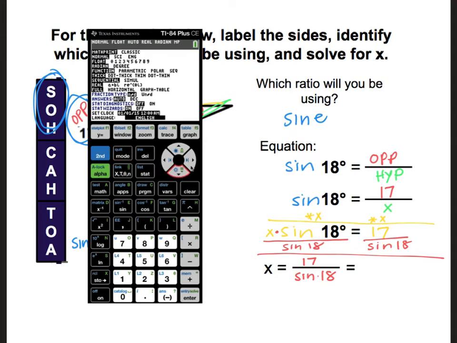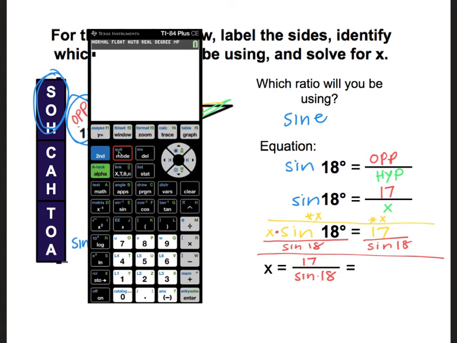All right, again, I am going to start by checking my mode and making sure it's in degrees. And then we're going to type it in. So we have 17 divided by sine of 18. You can close your parentheses if you want. Hit enter, and we get 55.01315562. Again, we're going to round to one decimal place, so let's start with 55.01. That 1 tells me I round down, so my final answer would be 55.0, which you could just write as 55. And that will be your final answer.